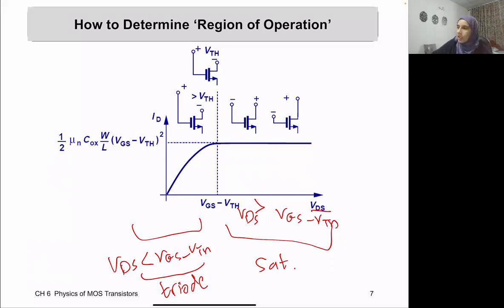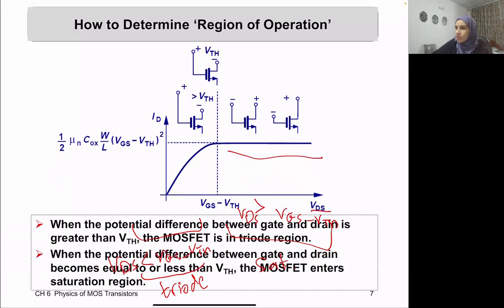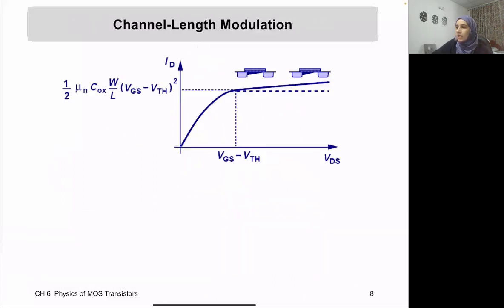Now we have seen that it's useful for us, when the transistor is operating in the triode region, to act as a switch. But what is the advantage of operating in the saturation region? This is when our transistor basically acts as an amplifier, and we will discuss that soon.